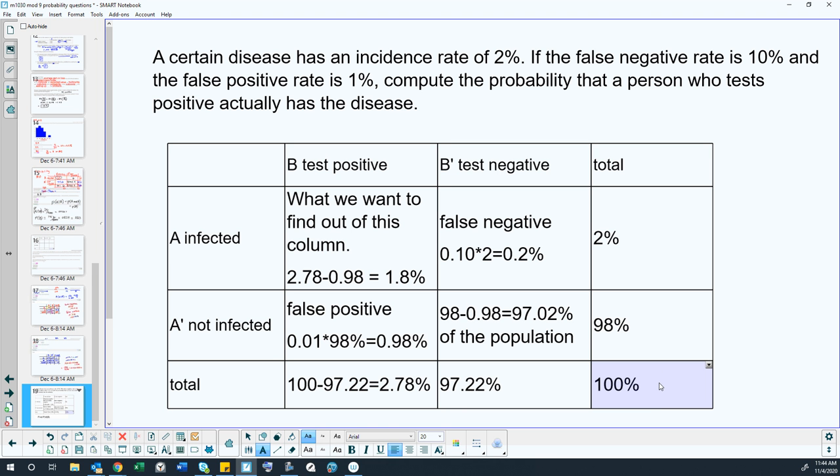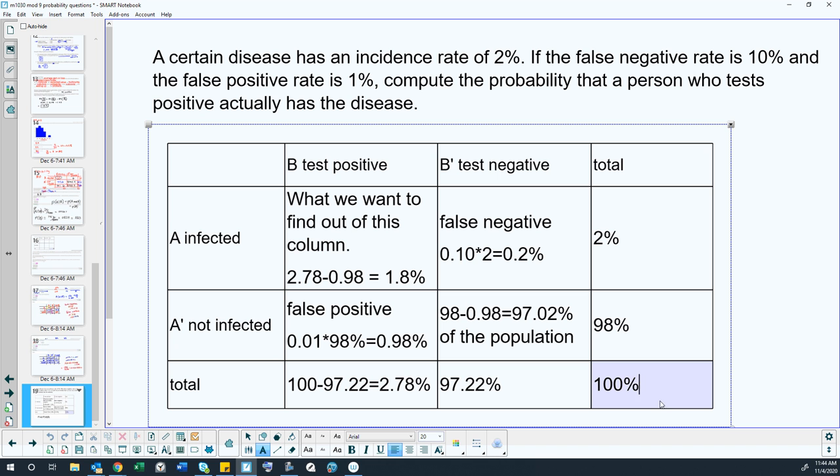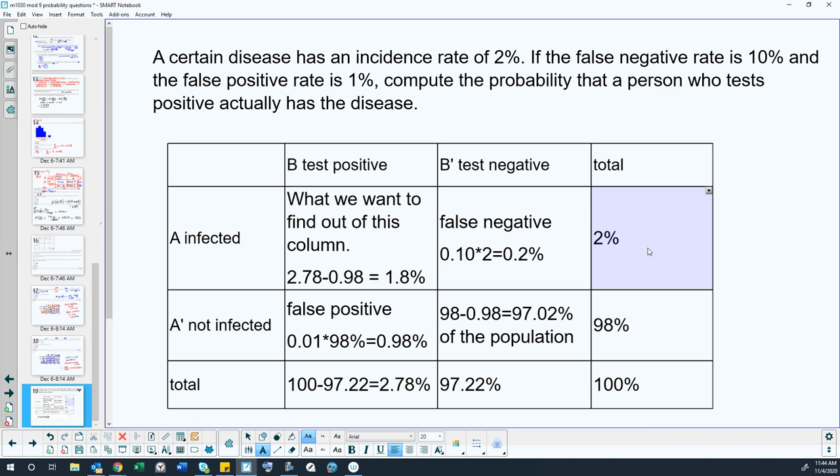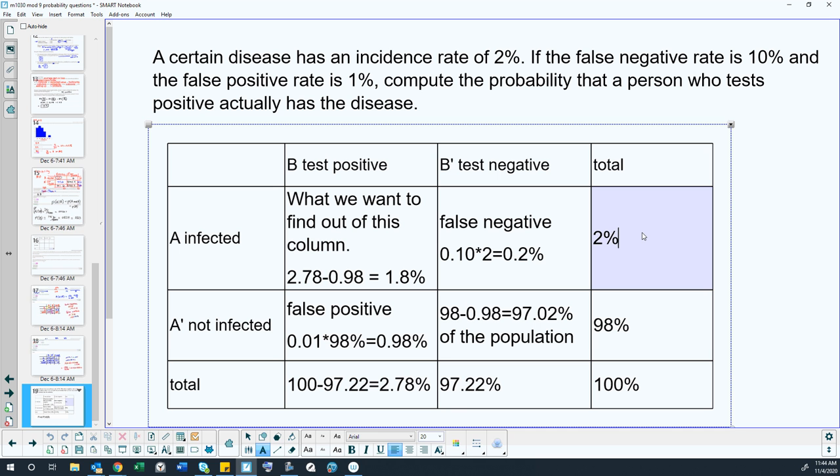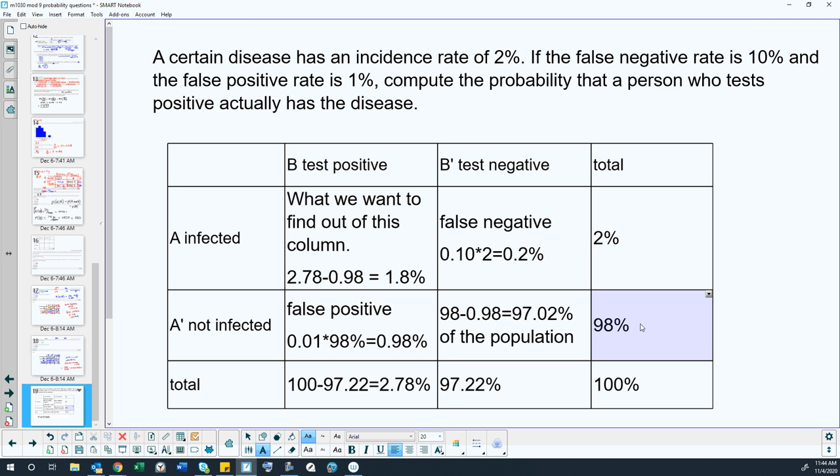Everyone is either infected or not infected, and then everyone tests, and they either have a positive test or a negative test, right? So this 100% down here in this corner represents 100% of our population. Okay, a certain disease has an incidence rate of 2%. That means that 2% of the population actually has it. Maybe this is not as much a communicable disease as something that's genetic or just shows up in someone. So 2% of the 100% population will have this disease. That means that 98% of our population does not have the disease.